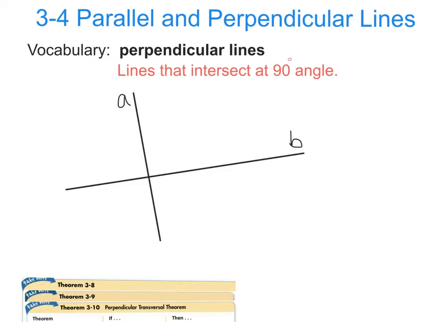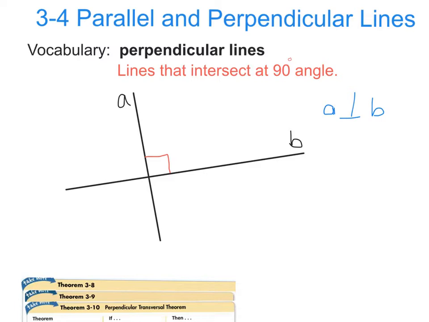So here we have lines A and B. Now, in order to show that they are perpendicular, we put a rectangle or a square in the corner. Now, our notation to say that line A is perpendicular to B, we can write it like this: line A, perpendicular to B. And this says line A is perpendicular, an upside down capital T, to B. So this symbol right here means perpendicular.